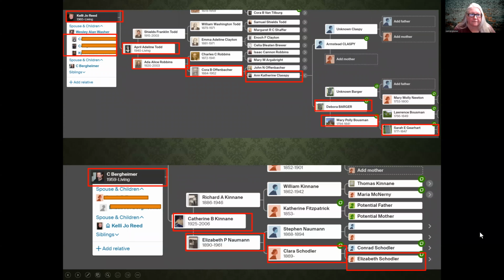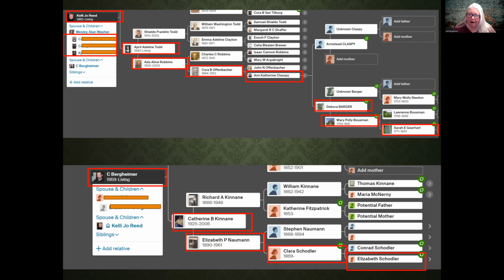So you can see on my family line, at the top left is me, and you can see all the people that I've highlighted in red who share mitochondrial DNA with me. Same exact mitochondrial DNA. There may or may not be one or two mutations along the way, but my children, my mother, April, my grandmother, Ada, my great-grandmother, Cora, and back in the generations, my second great-grandmother, Anne, my third great-grandmother, Deborah, my fourth great-grandmother, Mary, and my fifth great-grandmother, Sarah.